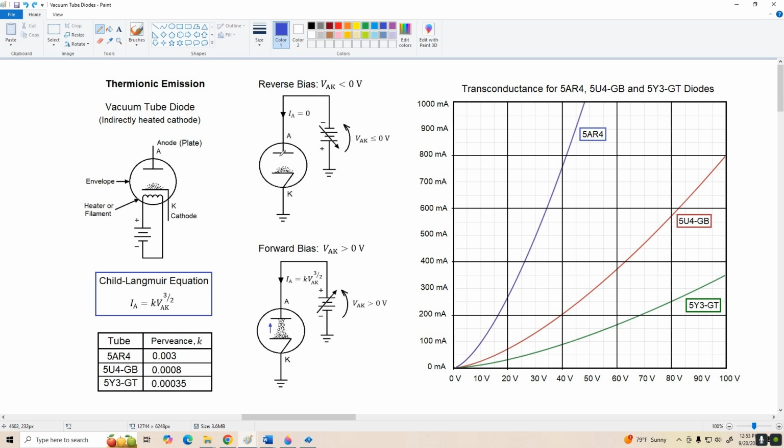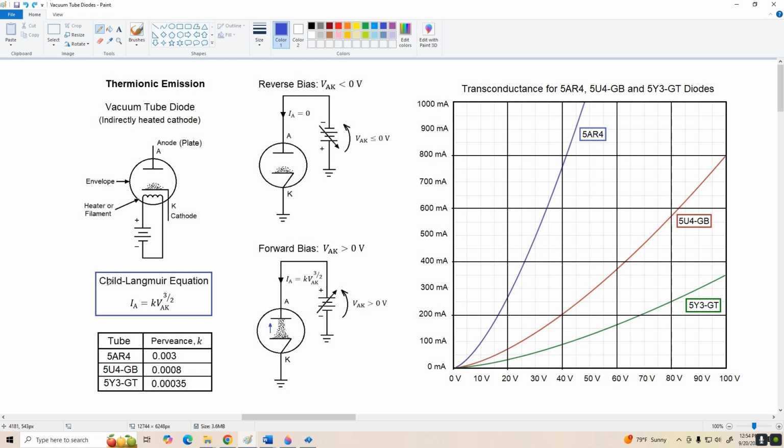Okay, in reverse bias, the anode is negative with respect to the cathode, and since these charge carriers are electrons, they're negatively charged. They are repelled from the anode, and we get no current flow. Under forward bias, when we make the anode positive with respect to the cathode, it's going to attract electrons from the space charge region, and they flow through the tube, creating an anode current.